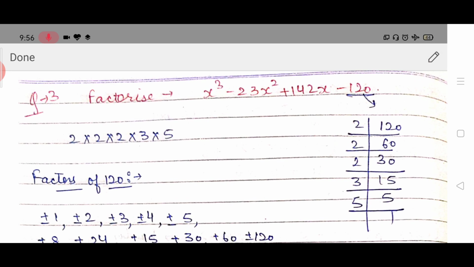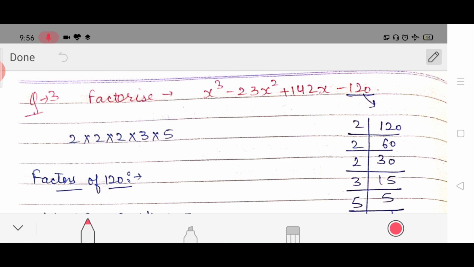next question is question number 3. This question is very important because, as you can see, it is a cubic polynomial having degree 3. In this question you just have to factorize it by factor theorem. So how can you solve it? First of all, keep in mind that in a cubic polynomial, the first step is to see the constant term in the polynomial. Here the constant term is 120.